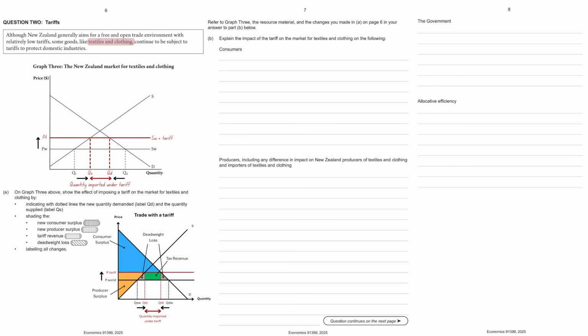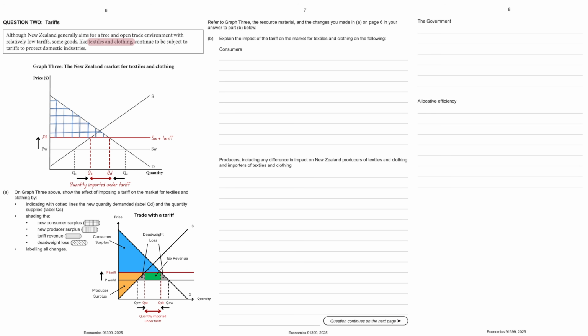Alright, so let's shade and label the changes now into surpluses. Consumer surplus is the difference between what consumers are willing to pay and what they actually pay. It's how much consumers benefit when they buy stuff. So it's going to be from the demand curve, which is the amount that they're willing to pay, down to the price that they actually pay, which is PT under the tariff. And then it goes all the way out to the quantity that they are buying, and they're buying QD. So this whole big triangle here is going to be the consumer surplus under the tariff.